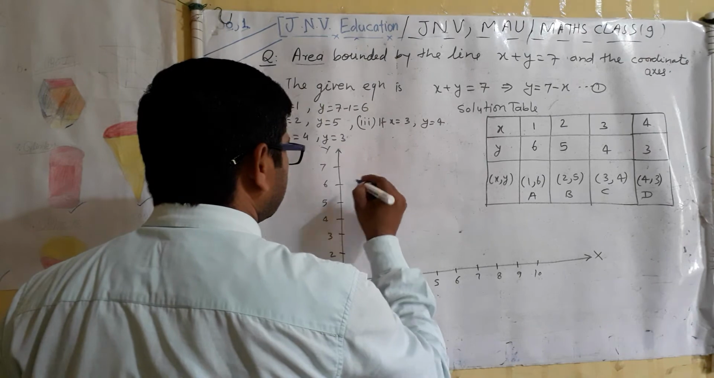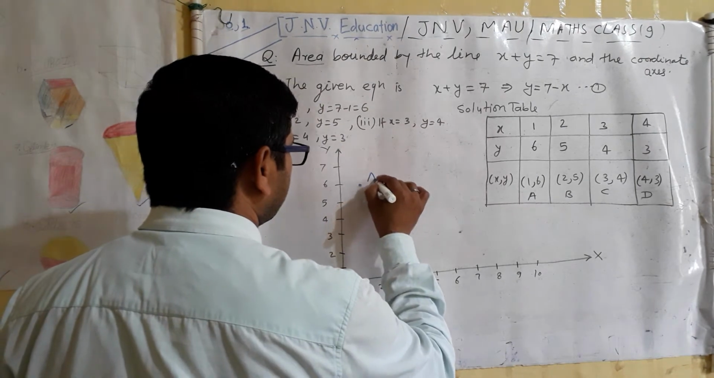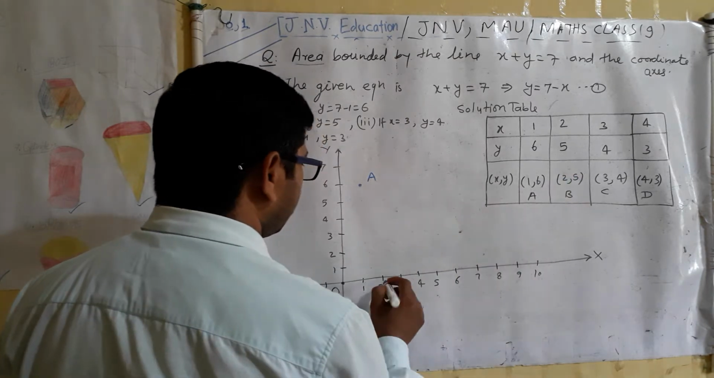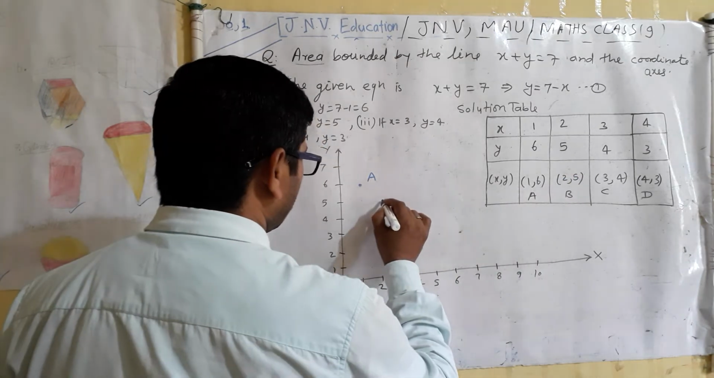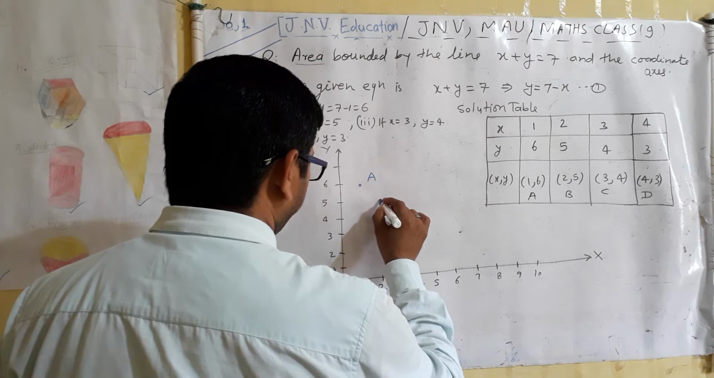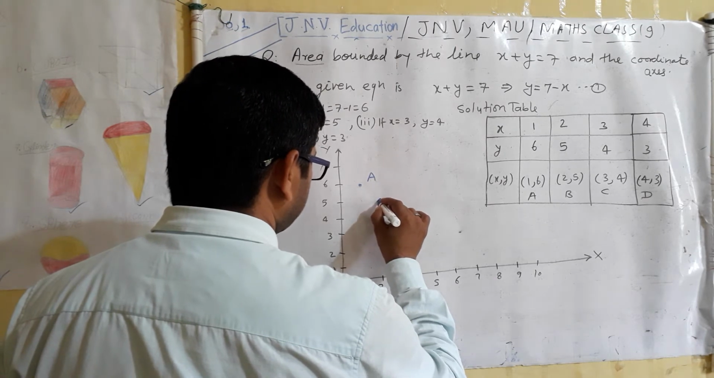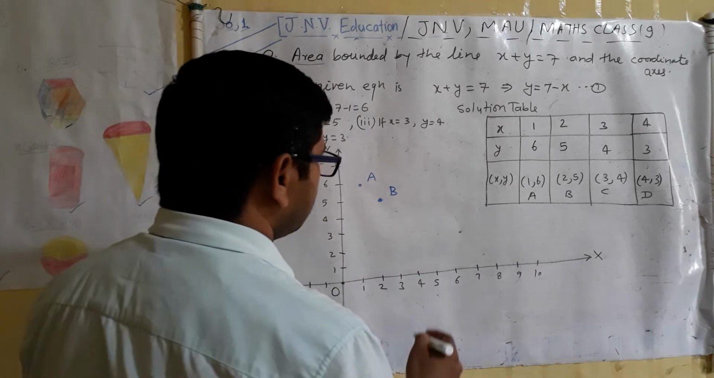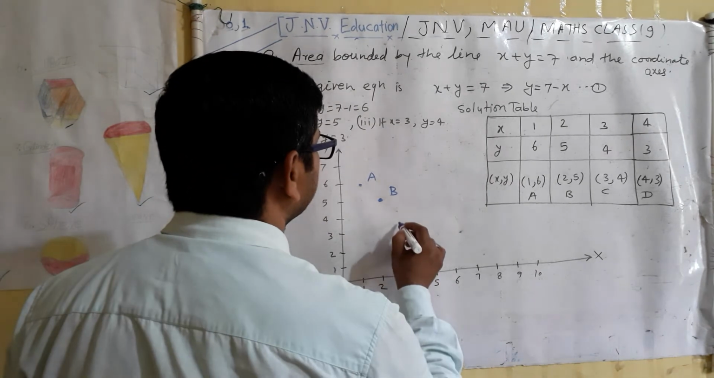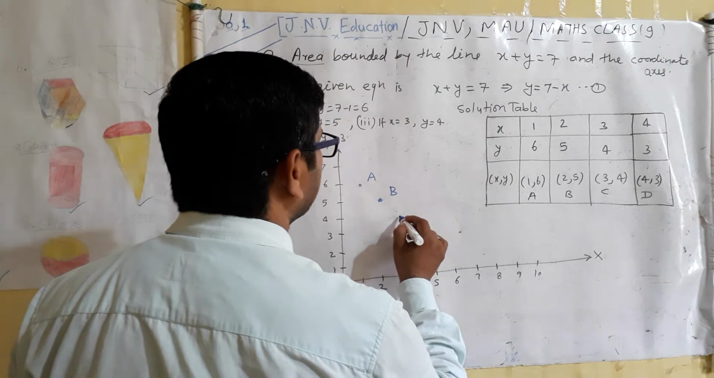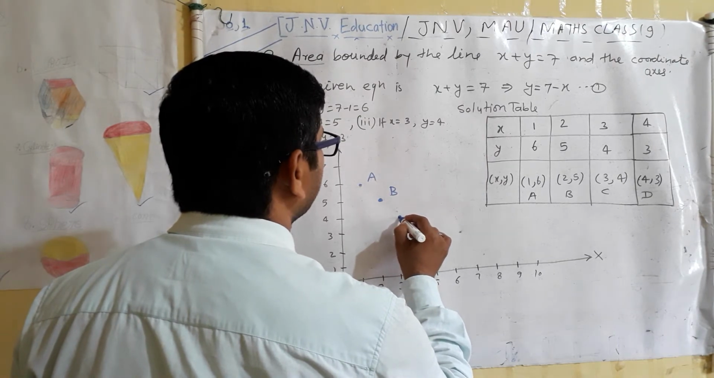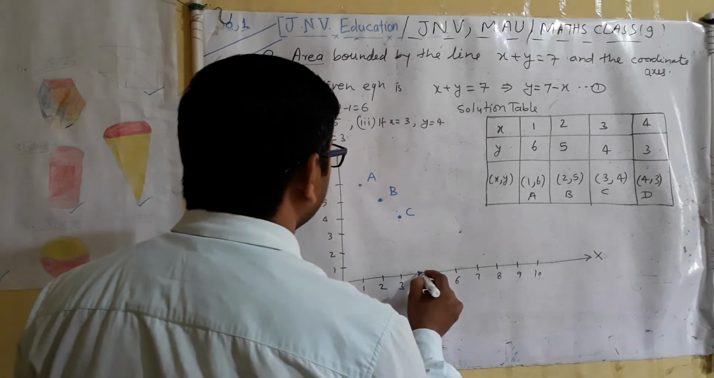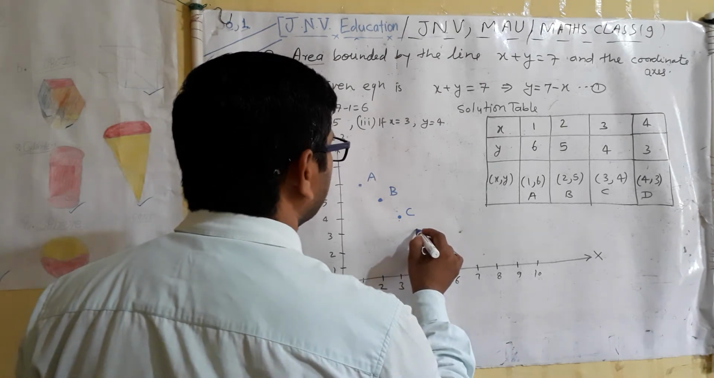This is your point A. Now the second point 2 and 5. Take 2 units and go through y-axis, and this is your point B. And the C 3, 4, it is here. 3, 4 point C, and we can plot 4, 3 at point D.